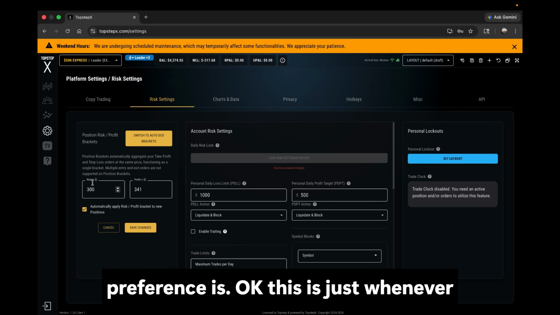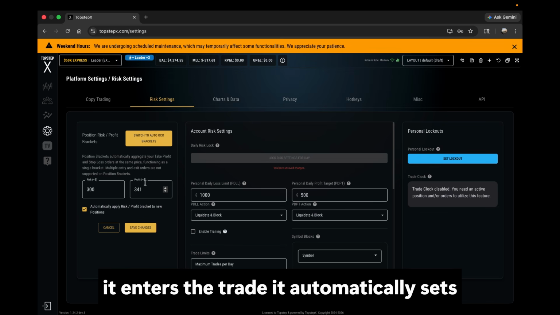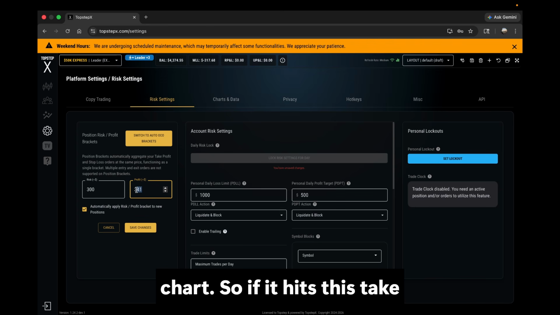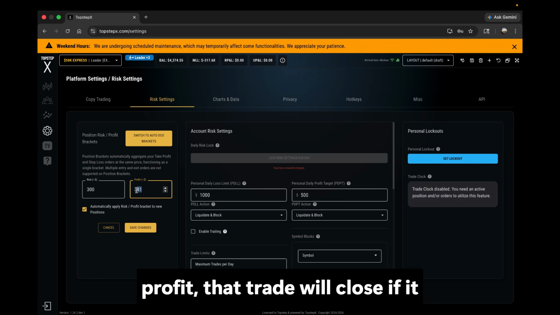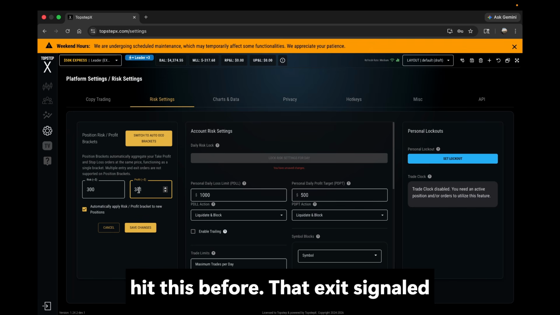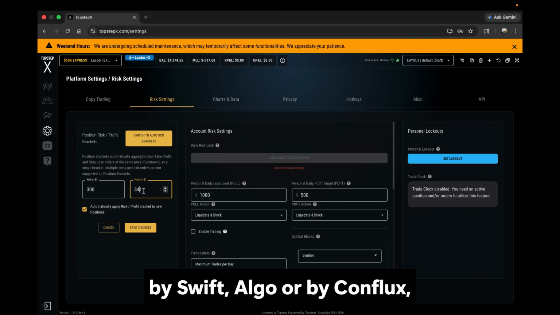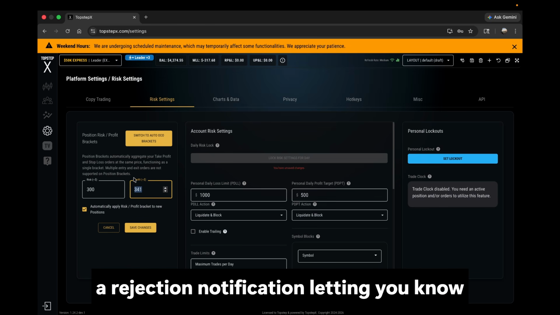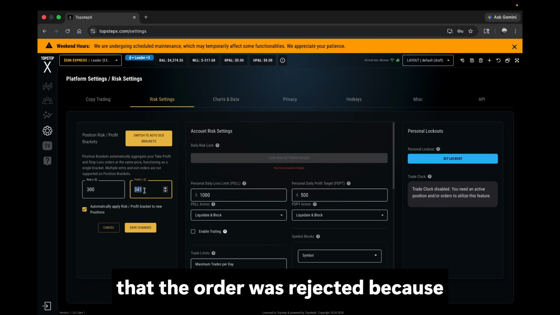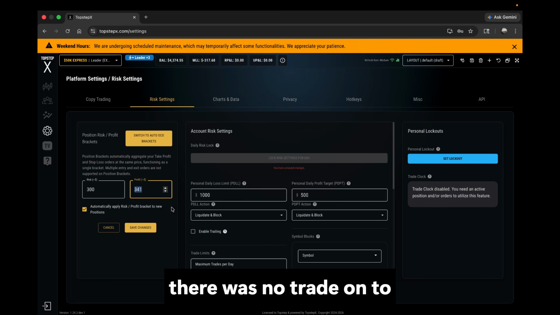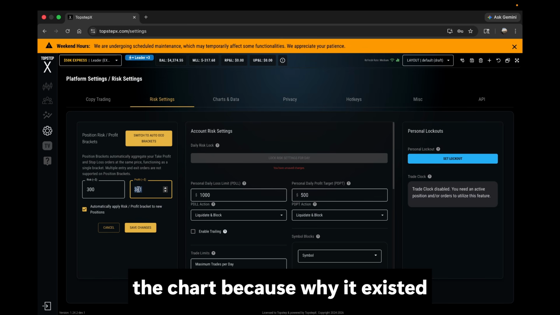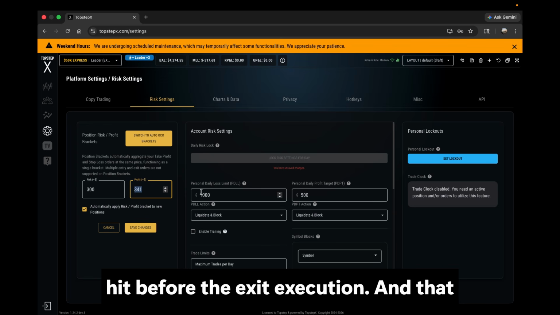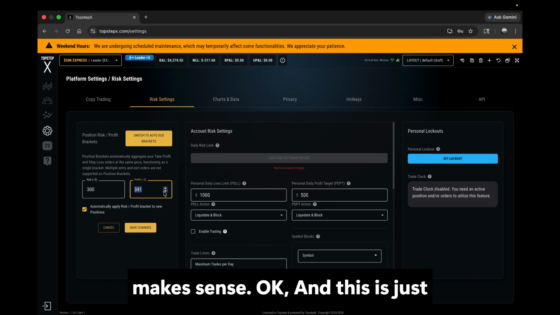This is just whenever it enters a trade, it automatically sets a take profit and stop loss onto the chart. So if it hits this take profit, the trade will close. If it hits this before the exit signaled by Swift Algo or by ConFlux, you will get a rejection notification letting you know that the order was rejected because there was no trade on the chart. Because why? It exited already. So expect that if this hits before the exit execution, if that makes sense, okay?